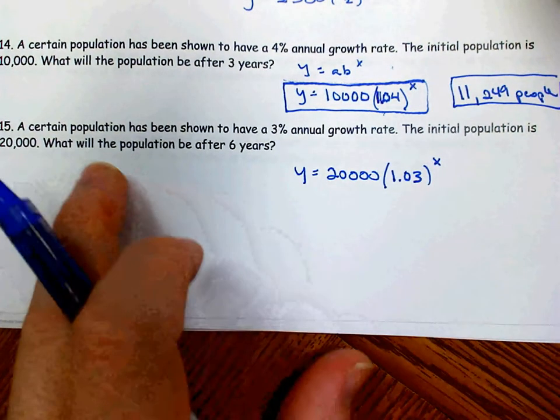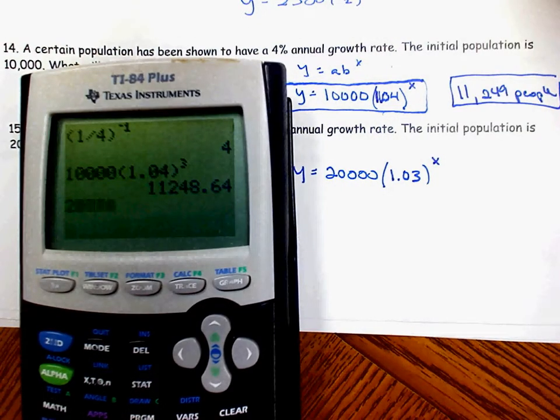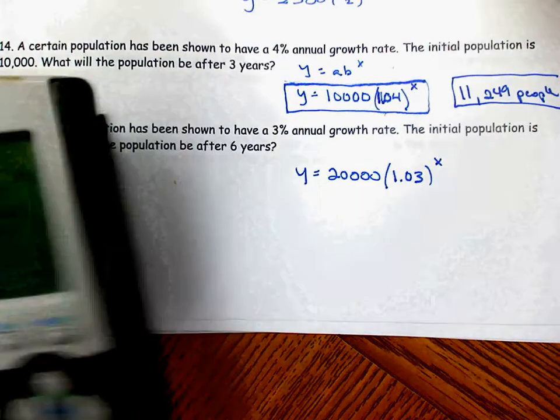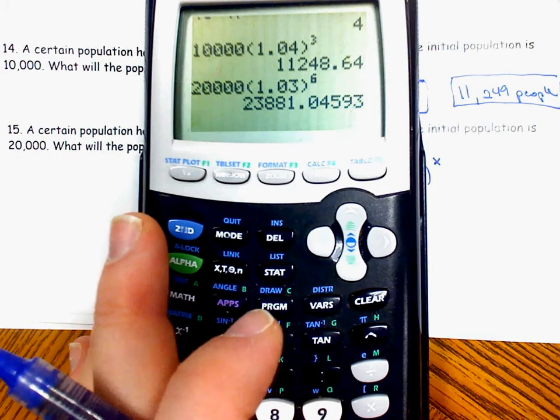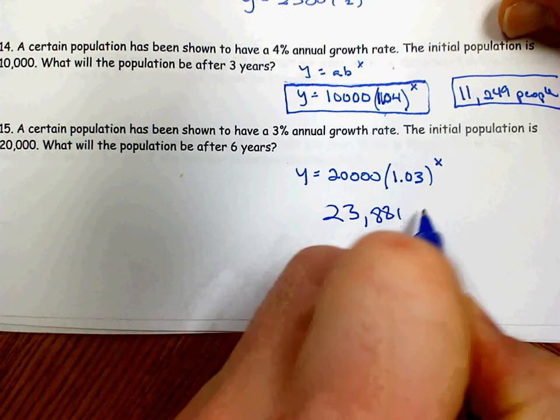So you can either type in 20,000 times 1.03 to the 6th power for 6 years later, and get an answer this way, 23,881.04. 23,881 people.